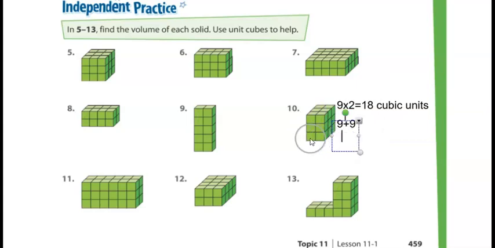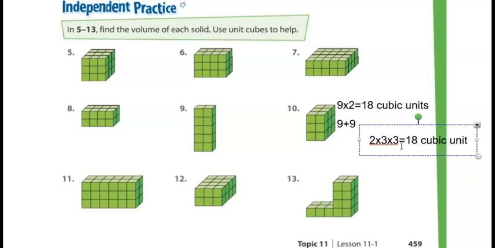Another way that we're going to look at this is just actually doing that length times width times height. So the length here is this front portion, which is 2. Our width is going to be this side portion, which is going to be 1, 2, 3. And then our height is how tall, 1, 2, 3. So then we multiply. 2 times 3 gives us 6. 6 times 3 is 18 cubic units.